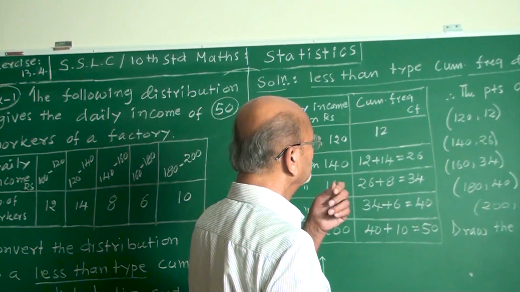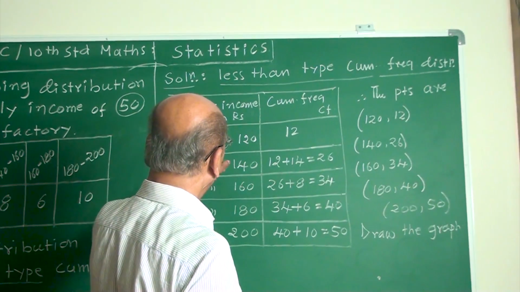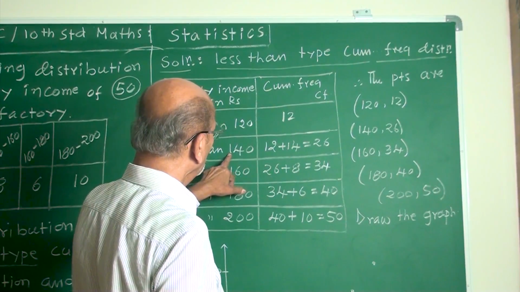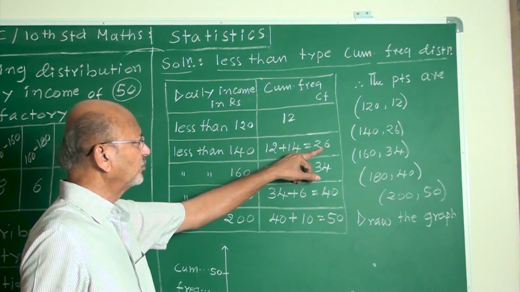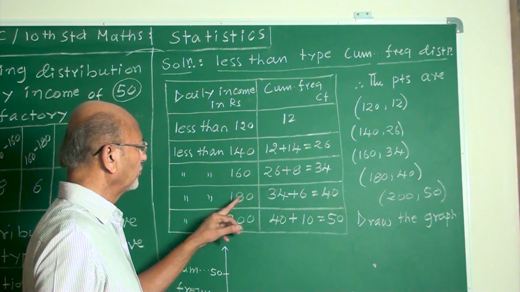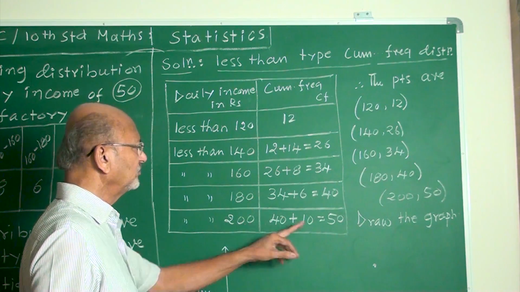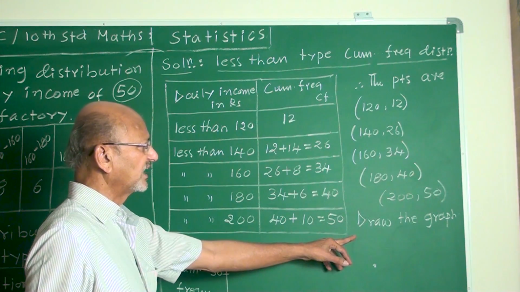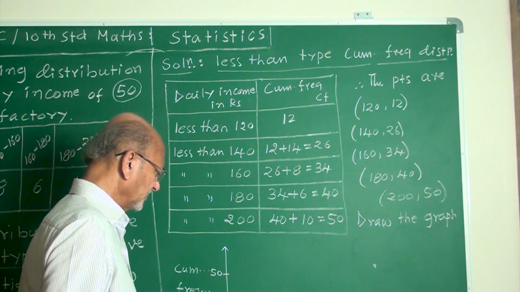Upper limit with cumulative frequency. Upper limit 120 with 12, first point. Upper limit 140 with 26, second point. 160 with 34, 180 with 40, 200 with 50. With the help of these points, draw the graph.